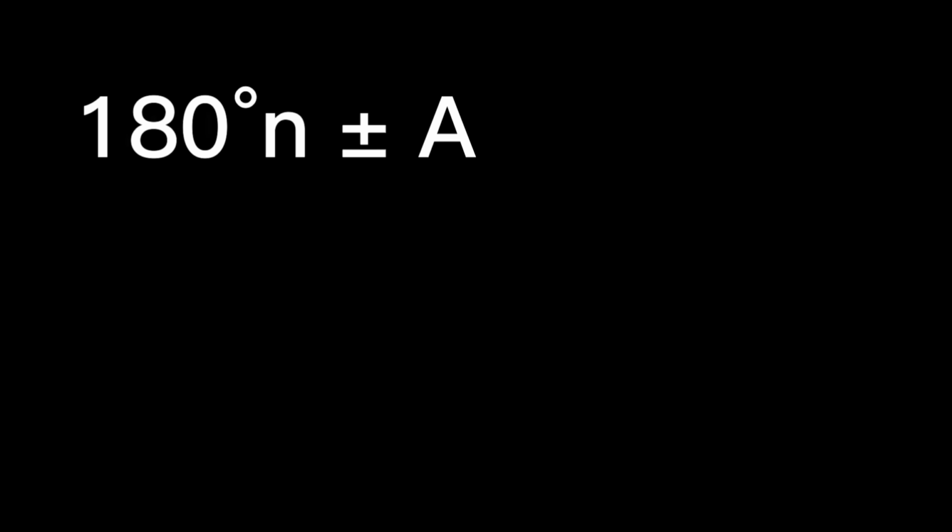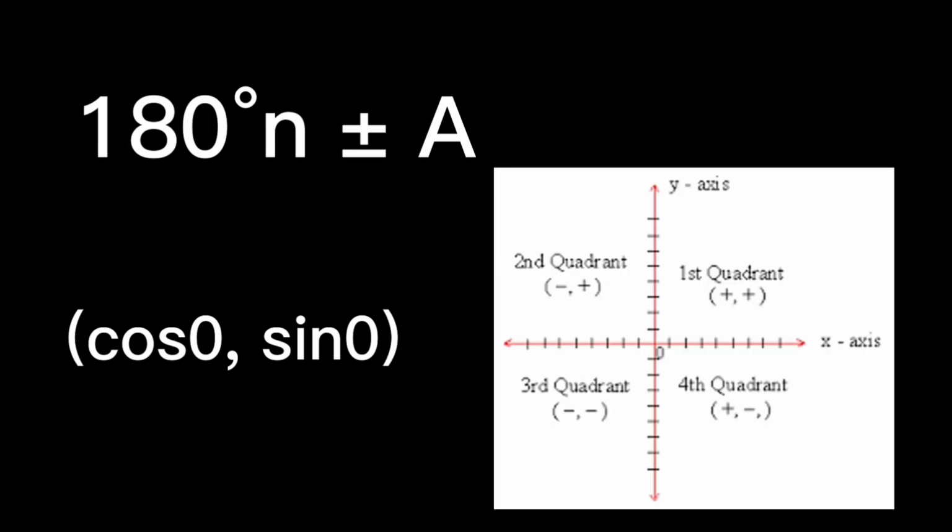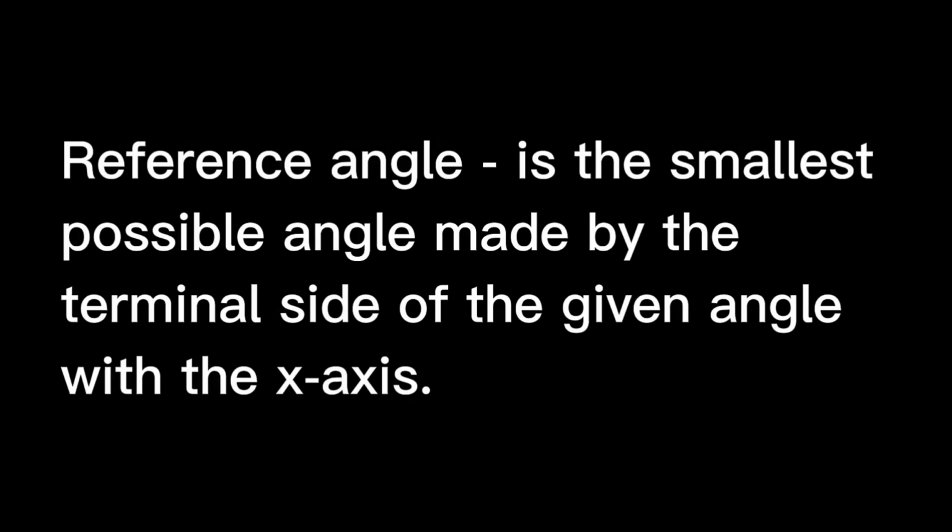Points on the unit circle can be represented by cosine theta, sine theta. One more thing to remember is that the sign, whether it is positive or negative, depends on the quadrant of the angle. But before we solve for the coordinates, we need to get the reference angle first. The reference angle is the smallest possible angle made by the terminal side of the given angle with the x-axis.